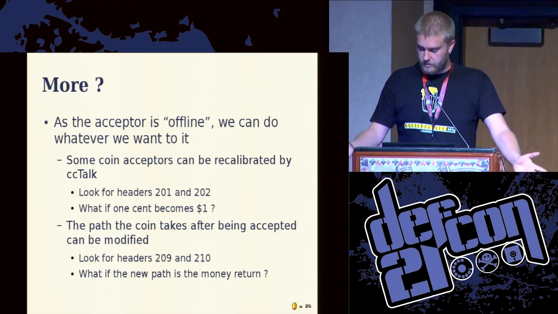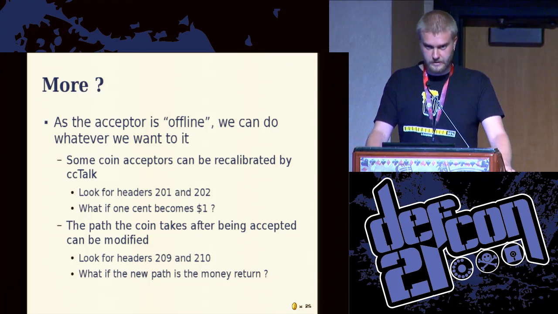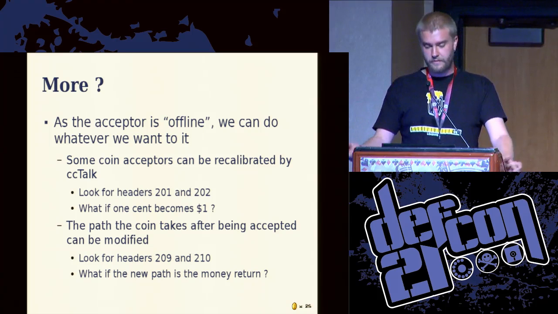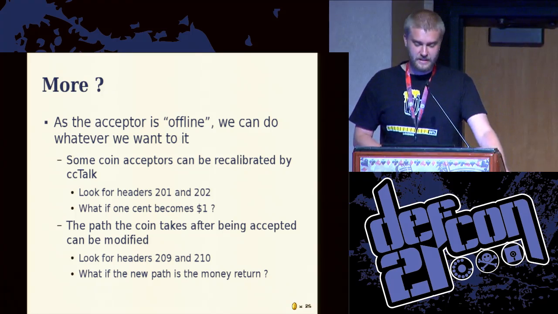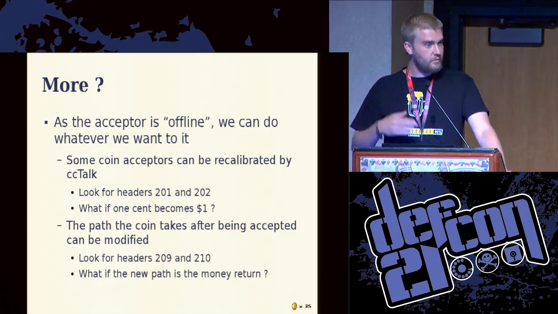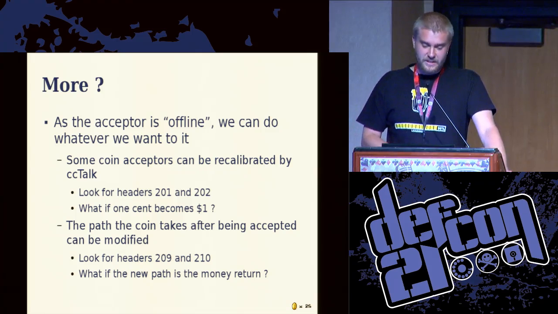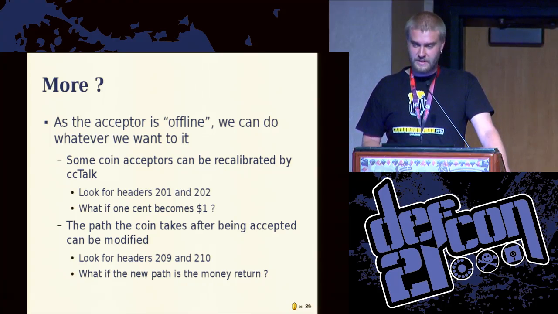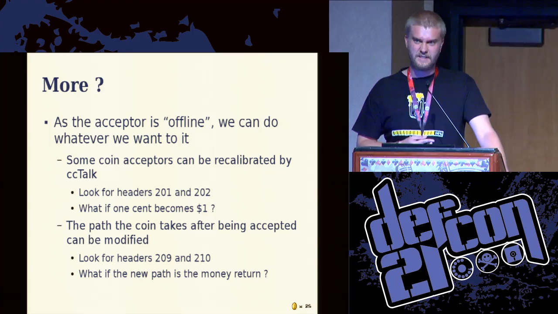All right. So since it's nearly over, we'll get to it more quickly. As the acceptor is offline, we have hijacked it, so we are able to just send commands to it. So we can change the validation path. We can just say the path normally that is allowed for the $1 coins that exists, right?